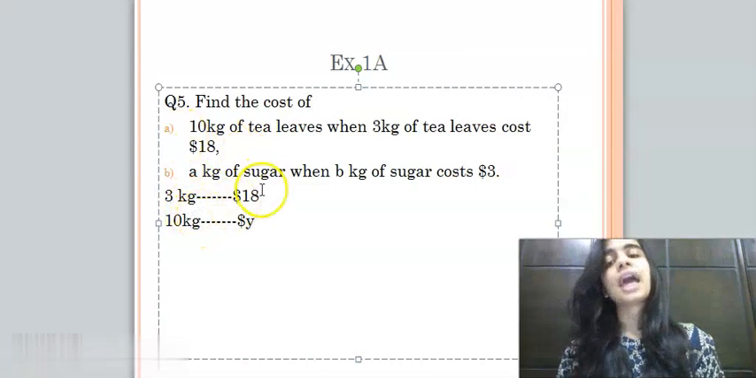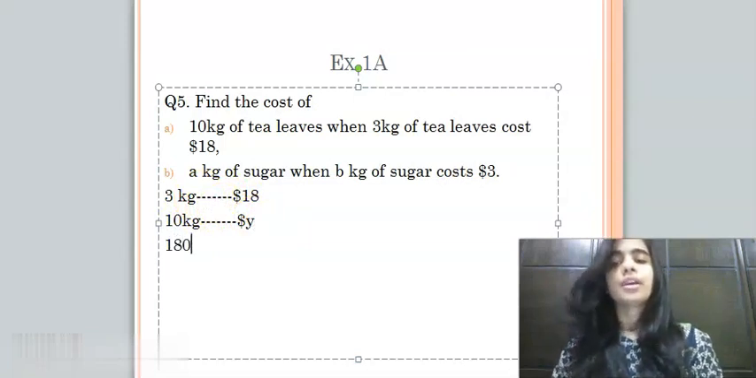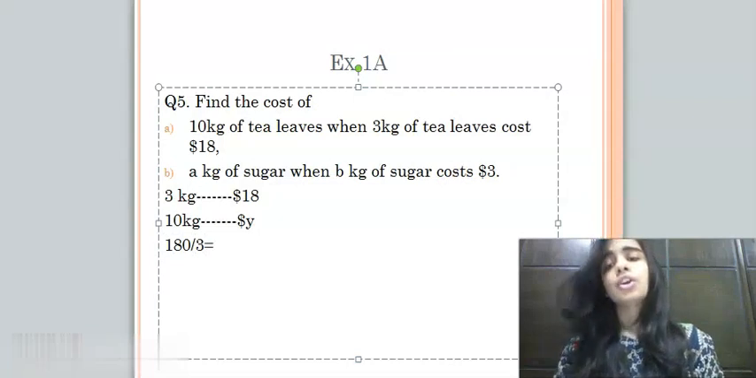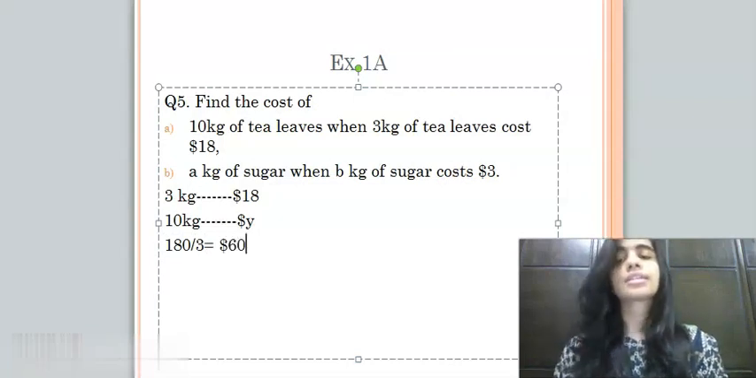Then very easy, we will cross multiply. So we will multiply 18 with 10, and then we will divide our answer by 3, right? Because when we cross multiply, we will get 18 multiplied by 10 is equal to 3y. So 18 multiplied by 10 will give me 180. And then when I divide 180 by 3, I will get 60. So my answer will be $60.